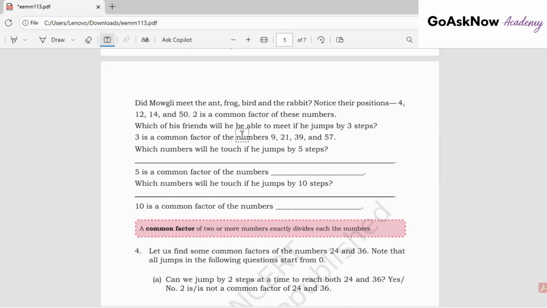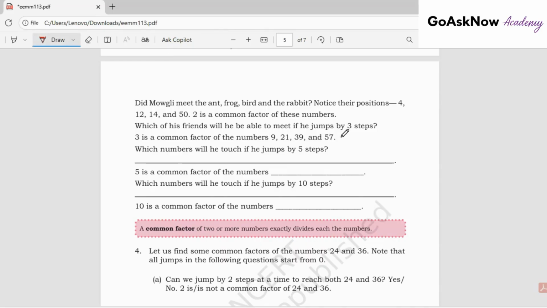Which of his friends will he be able to meet if he jumps by 3 steps? 3 is the common factor of the numbers 9, 12, 39 and 57. Which number will he touch if he jumps by 5 steps? Let us answer this one. If he jumps by 3 steps, he will meet the friends at 9, 21, 39, 54.